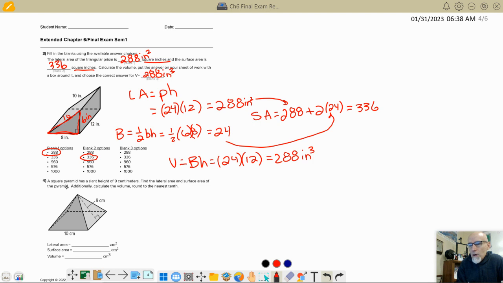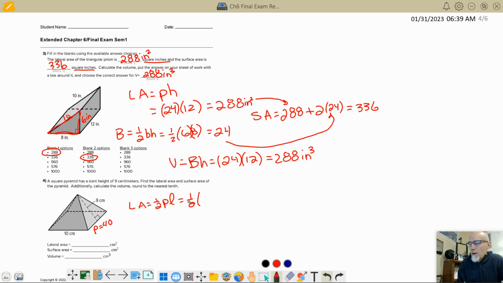Anyways, number 4, we want the same three measurements, lateral area, surface area, volume, but the formulas change. The formula is a little different. It's 1/2 perimeter of the base times the slant height. So I go 1/2. Let's see here. 10, 10, 10, 10. So the perimeter of the base is 40.